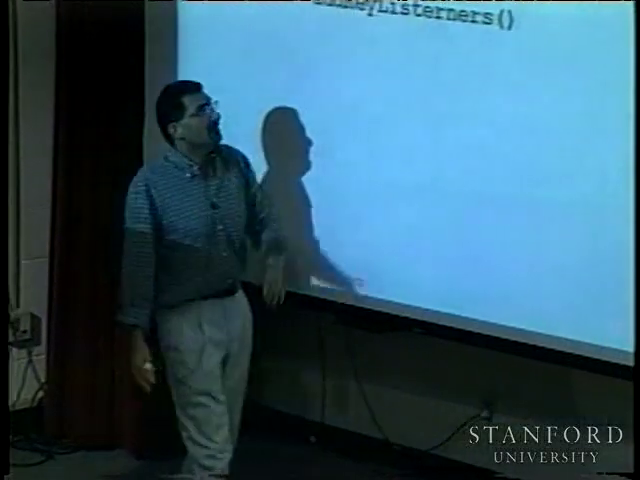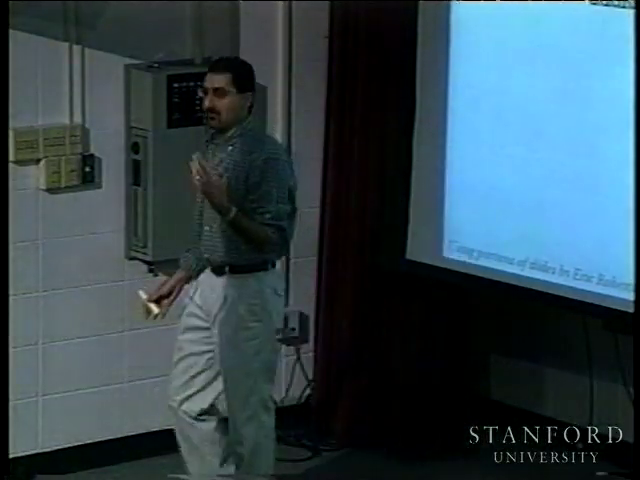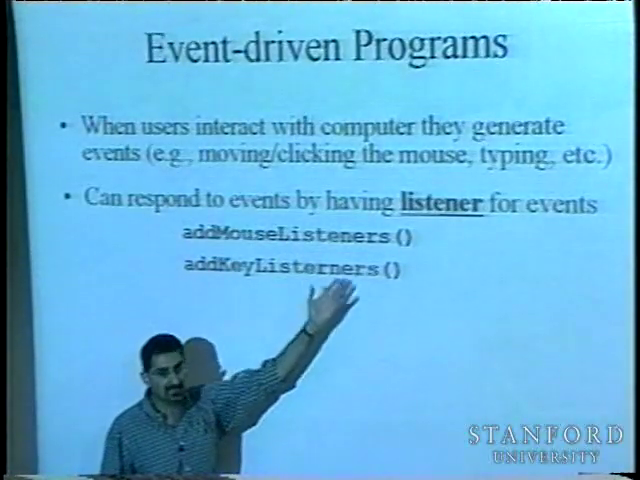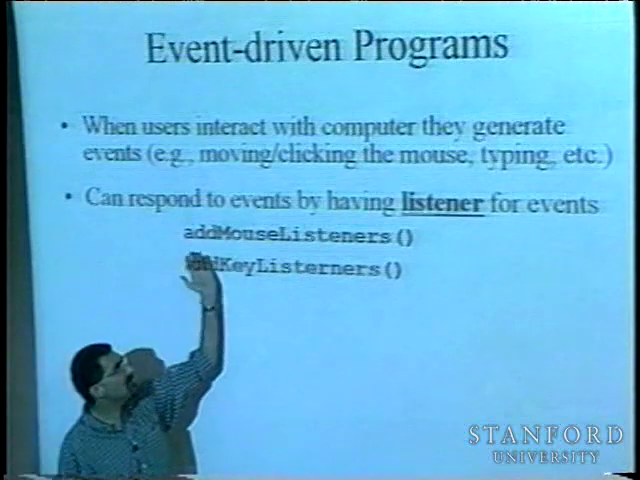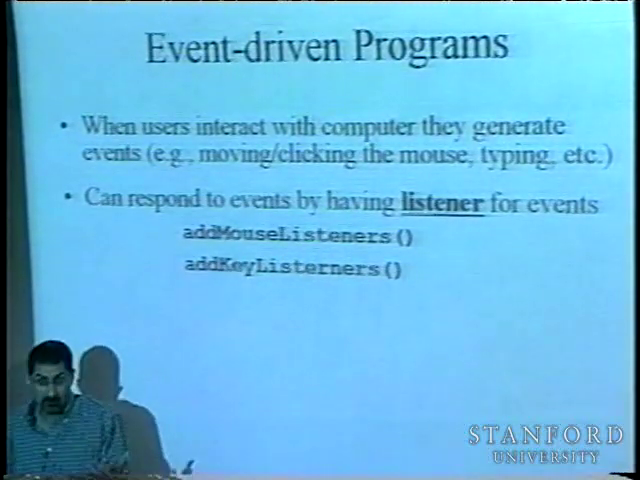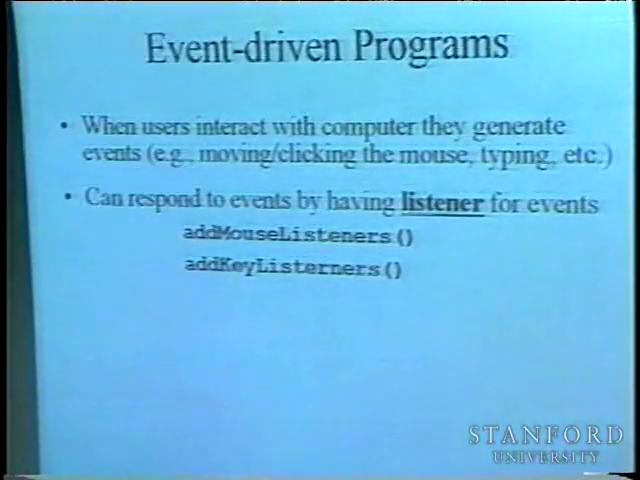On the computer, there are two different kinds of listeners we think about. There's a mouse listener and a key listener, which get events from the mouse and events from the keyboard. And the way we create our listeners is, very early on in our program, we say either addMouseListeners or addKeyListeners. We can actually say both to listen for both things. And these are methods that are supported by graphics programs, for example.